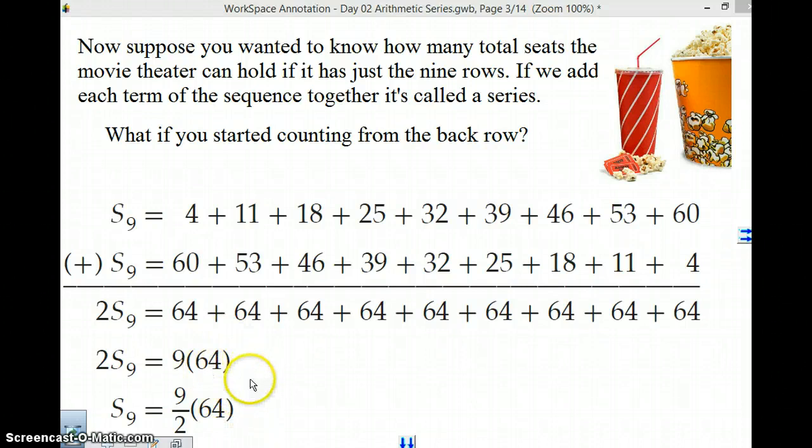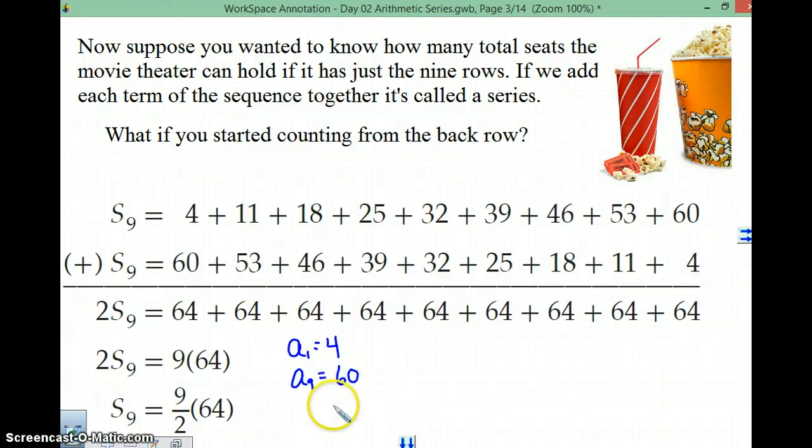Okay, let's review a little bit about what we know and see if we can come up with a general equation for a series. What was a sub 1? 4. What was a sub 9? 60. How many terms did we have? N was equal to 9. Okay, let's see where all of that is in here.